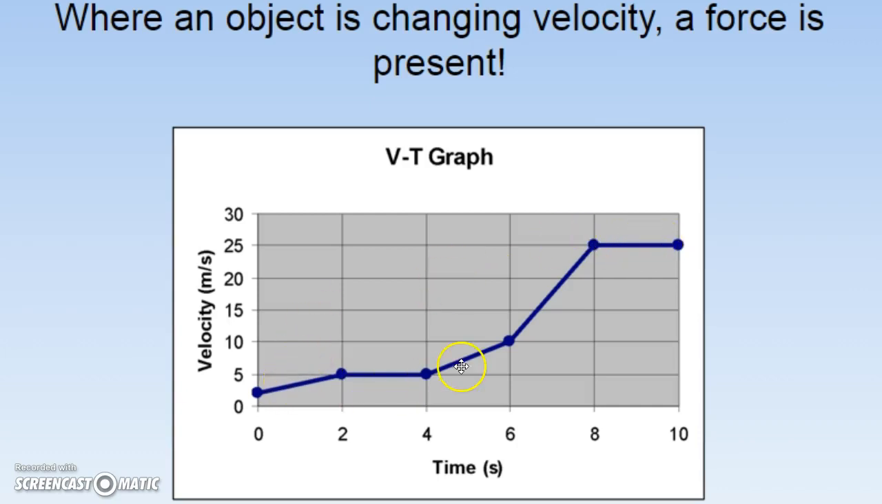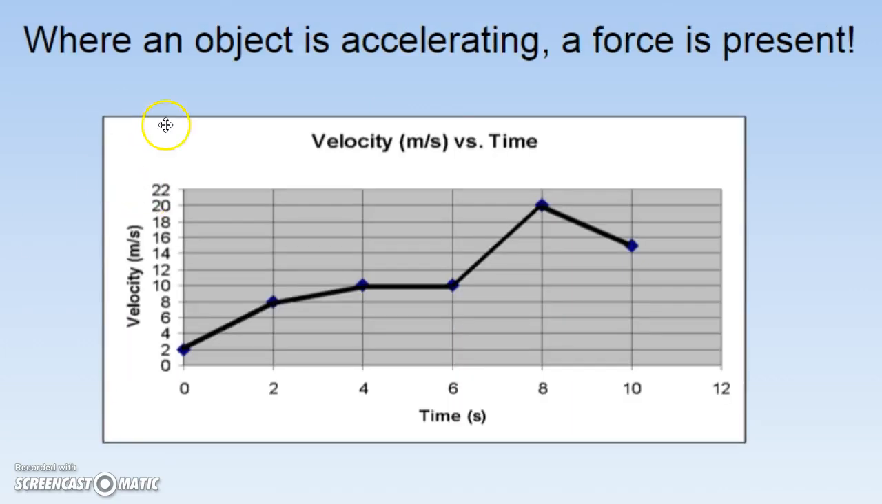Now, if I look at these, I can also tell which one has the greatest force acting on it. Where I find the greatest acceleration is where I find the greatest force. So location D would satisfy that. Large slope, large force. And last but never least, where an object is accelerating, a force is present.